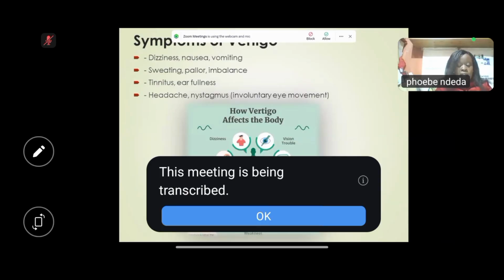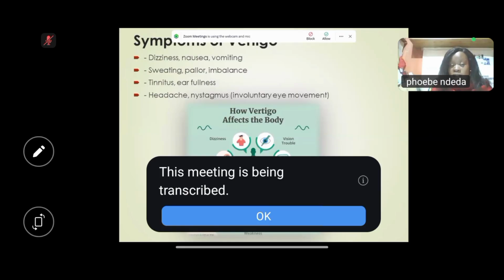slide, which is talking about symptoms of vertigo. Now, when you have a vertigo attack, definitely you're going to have dizziness. That is one of the things you're going to have. Then you will also have nausea and vomiting. Those are certain things that can happen when you have a vertigo attack.